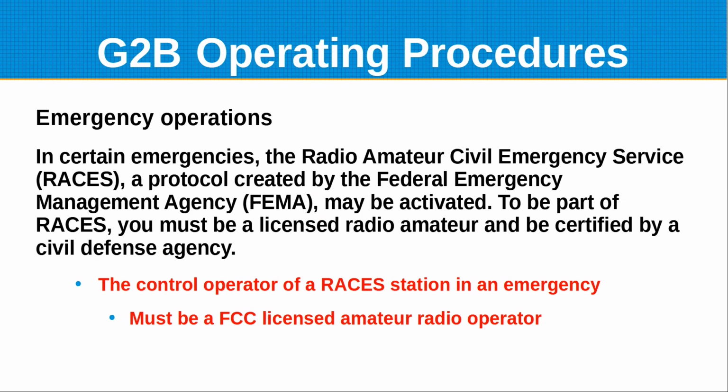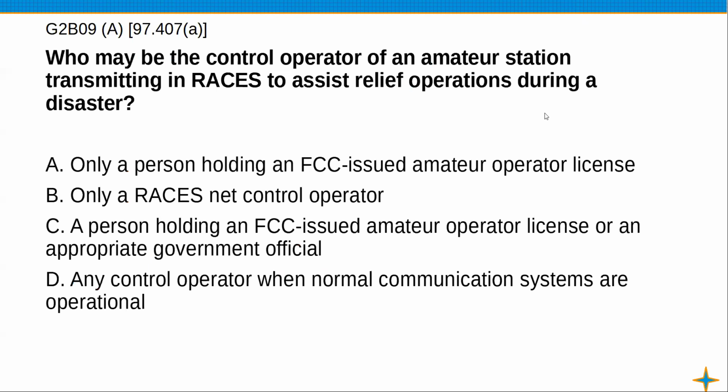But during an emergency, the control operator of a RACES station only has to be an FCC licensed amateur radio operator. Apparently, you do not have to be a RACES member in that situation. It's kind of like in the case of emergency, the rules don't all apply. So who may be the control operator of an amateur station transmitting in RACES to assist relief operations during a disaster? FCC question.